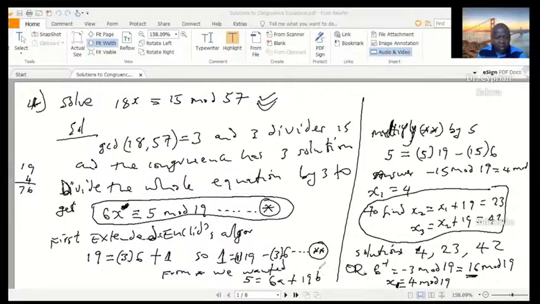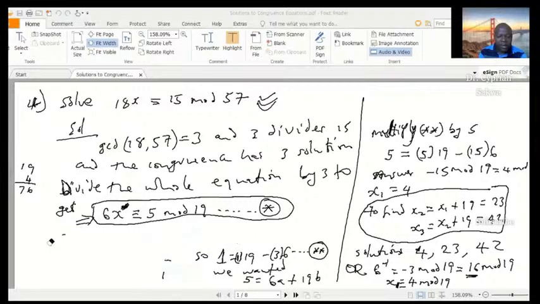Now I'll not go through the details of Fermat's little theorem and the Euler theorem, because we've already seen how to do it. You only need to come up to this point and then find the inverse of 6. Using the Euclid's algorithm, I found the inverse of this 6 to be this 4.